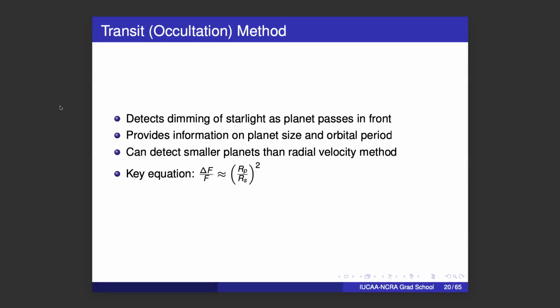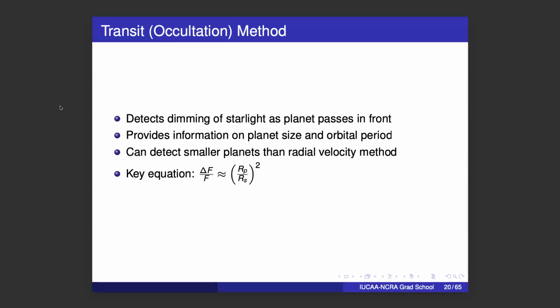Because this is a pure occultation technique, ΔF, which is the change in the flux relative to the flux, due to the transit, is (Rp/Rs)². Because if you have a uniform disk, it has area of π Rs², that's the star's radius, and the planet will be π Rp², that will be its radius. So the ratio will be proportional to the square of the radius ratio.